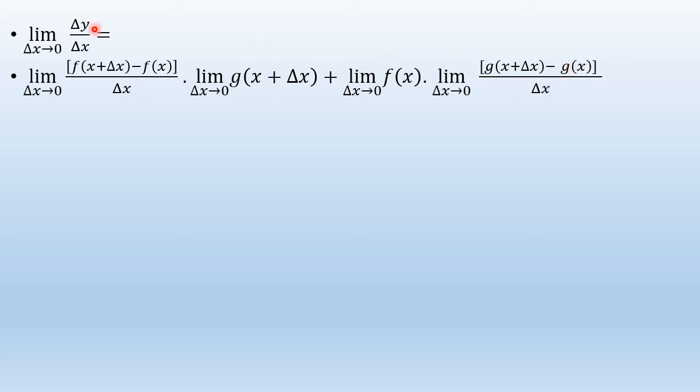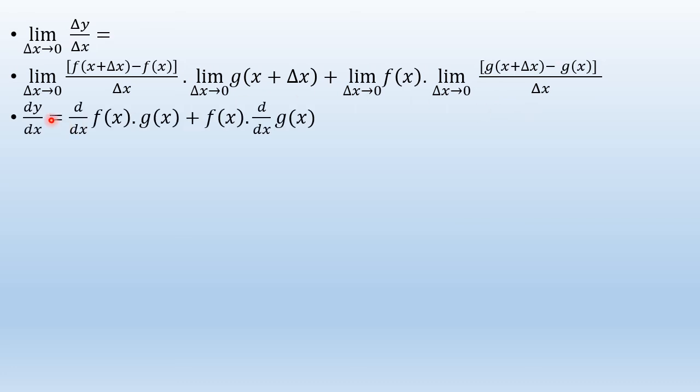Now what will be the results of these limits? This limit will become dy by dx. This limit will become d by dx of f(x). This limit, just put del x equals 0 and it will become g(x plus 0). We will write it as g(x). This limit will not affect f(x) because it does not have any del x in it. So it will remain f(x) and this limit will become d by dx of g(x).